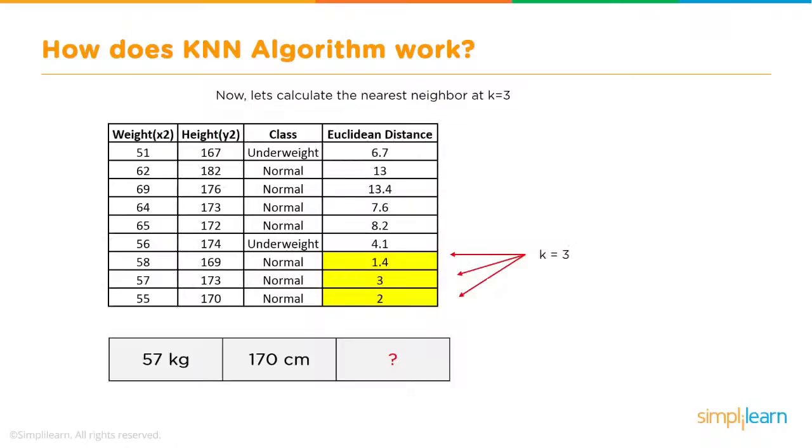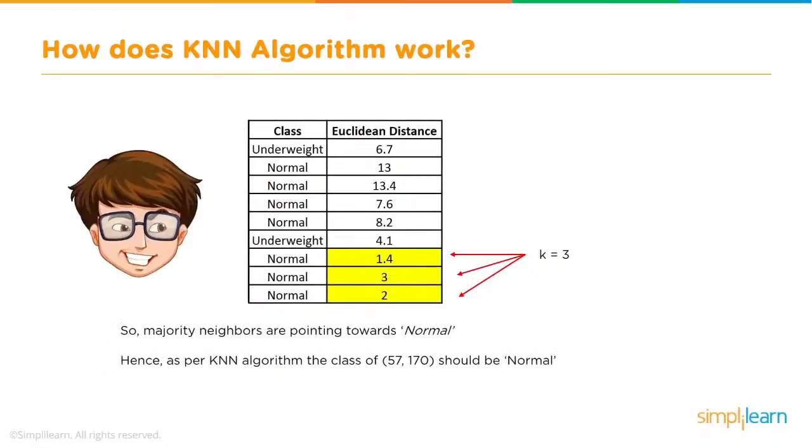Now let's calculate the nearest neighbor at k equals 3. And we can see the three closest neighbors put them at normal. That's pretty self-evident. When you look at this graph, it's pretty easy to say, okay, we're just voting. Normal, normal, normal, 3 votes for normal. This is going to be a normal weight. So the majority of neighbors are pointing towards normal. Hence, as per the KNN algorithm, the class of 57, 170 should be normal.